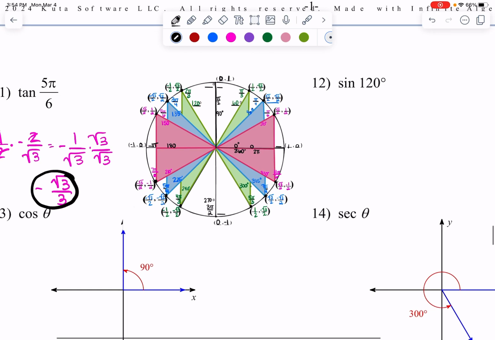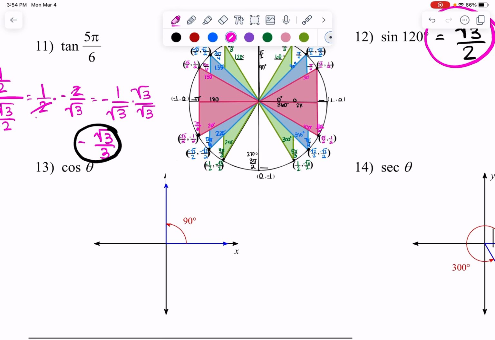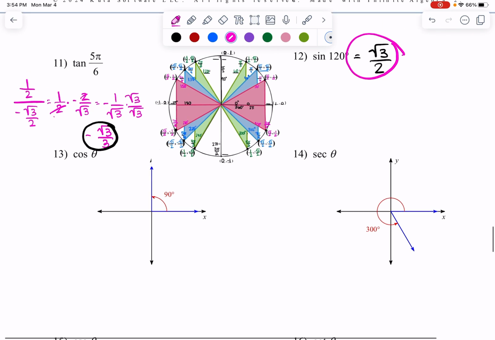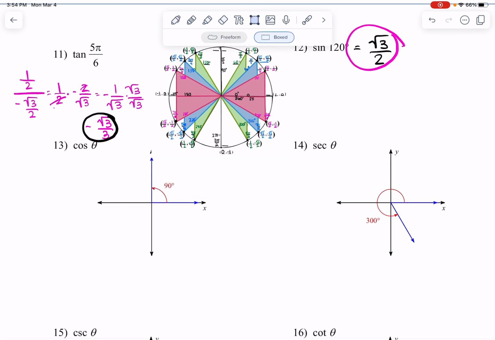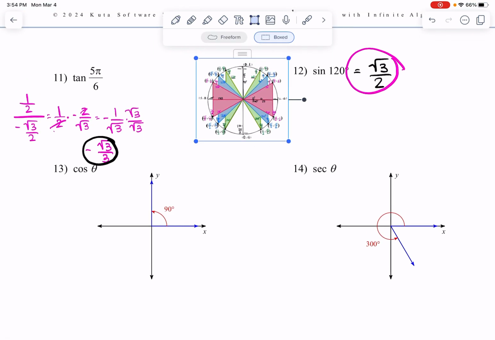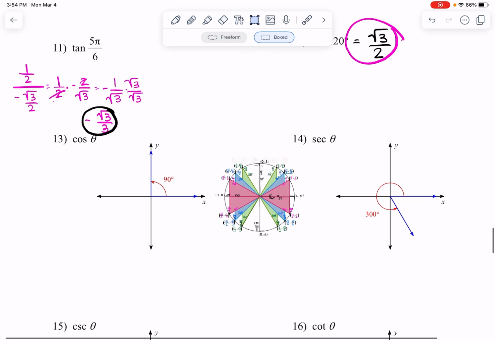Sine of 120. We find 120. Look at the y coordinate. It's square root of 3 over 2. And that is our answer. For the rest of these, we actually have some angles on here to look at. So I'm actually going to shrink this just a little bit more. We'll zoom in if we need it.